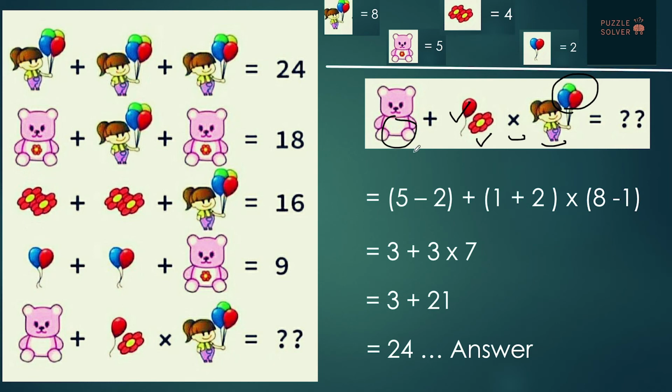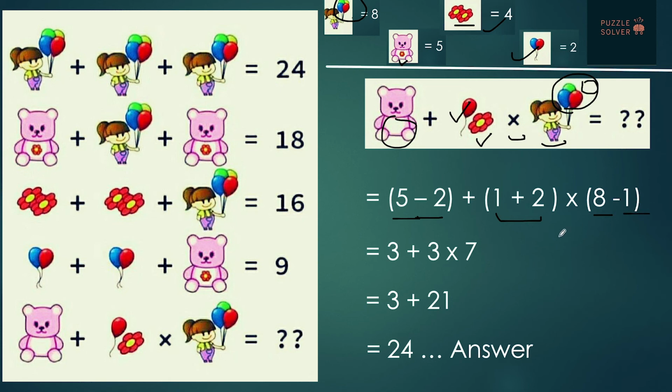Now we know the value of every item. So the teddy bear value with a flower print is equal to 5. We subtract this flower's value. We know the flower value is equal to 2, so we'll subtract 2 from this. Addition with the balloon's value, which is 1, and a flower value, which is equal to 2. So 1 plus 2. Their multiplication is with a girl holding 4 balloons. Its value is equal to 8, and we have to subtract one balloon's value, that is equal to 1.